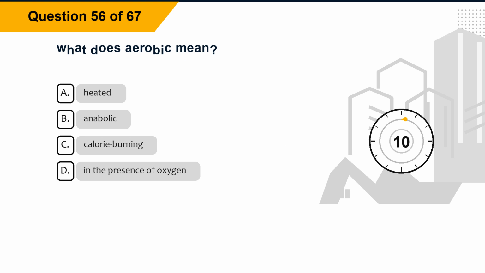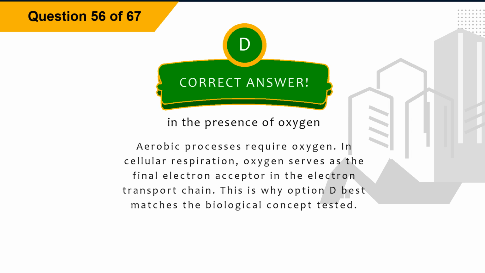Question 56. What does aerobic mean? Option A, heated. Option B, anabolic. Option C, calorie burning. Option D, in the presence of oxygen. The correct answer is option D, in the presence of oxygen. Explanation. Aerobic processes require oxygen. In cellular respiration, oxygen serves as the final electron acceptor in the electron transport chain. This is why option D best matches the biological concept tested.